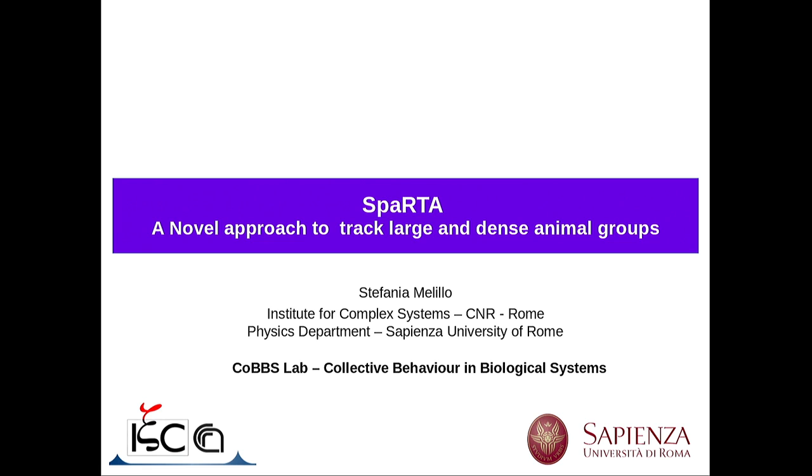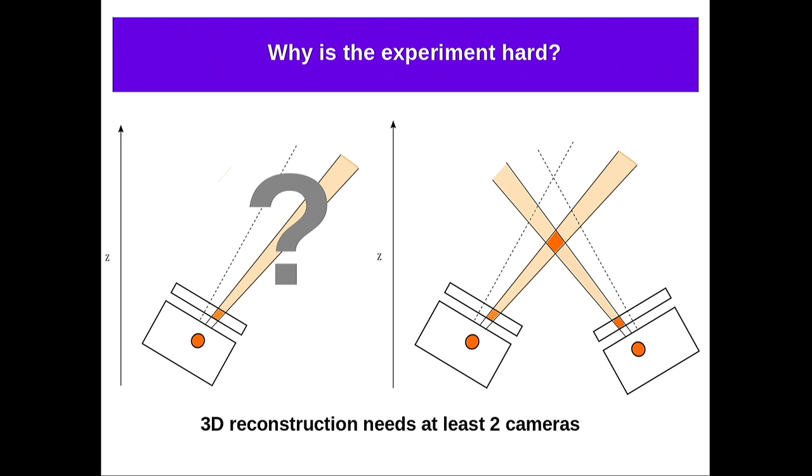The activities of our lab are focused on collecting data of bird flocks and insect swarms in their natural environment to retrieve the 3D trajectory of each individual in the group. So first of all, why is our experiment so hard? First, because we want to reconstruct the 3D position of the bird. So we want to recover the X, Y, Z position of each individual. And this cannot be done with only one camera. So we need a multi-camera system.